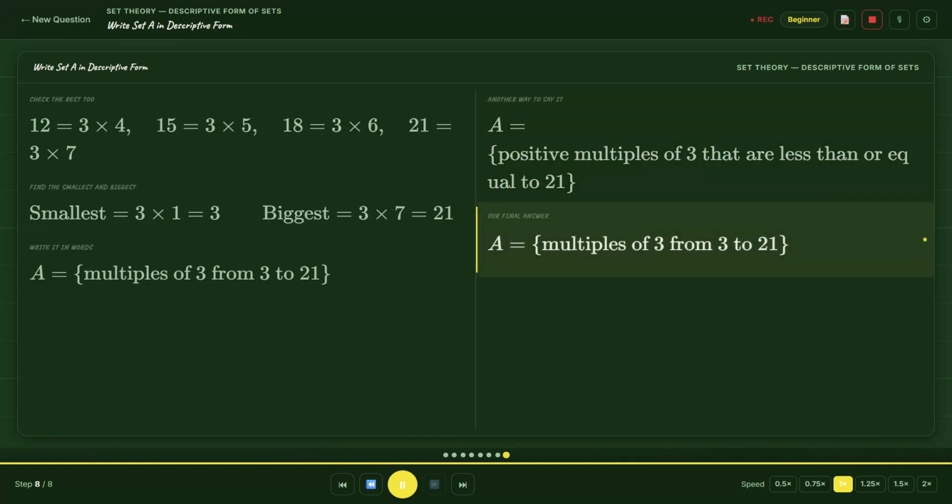Great job. We found the pattern. All the numbers are multiples of 3. So the descriptive form is A is the set of multiples of 3 from 3 to 21. You did it.